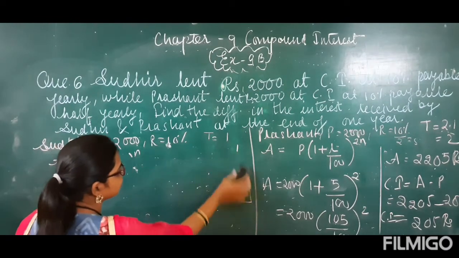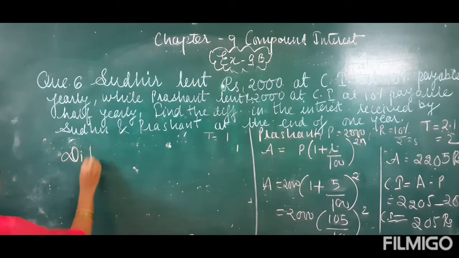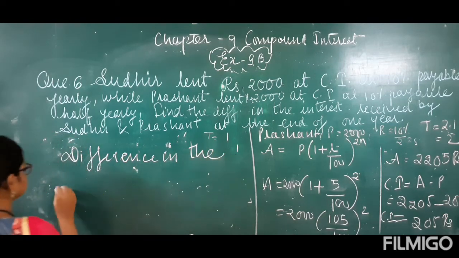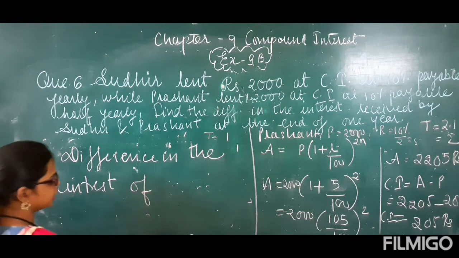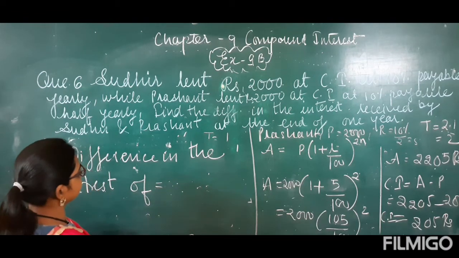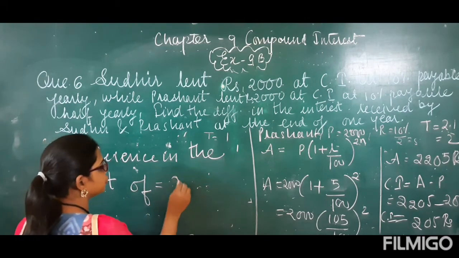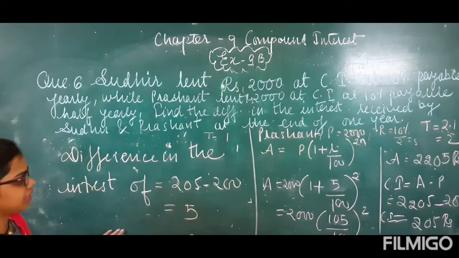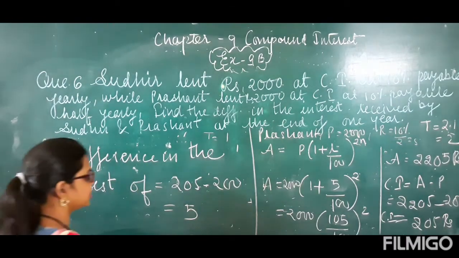So what you have to find in this question is the difference in the interest of Prashant and Sudhir. So compound interest for Sudhir was 200 and Prashant is how much? 205. So 205 minus 200, that is 5. So what is the difference they received in interest, Sudhir and Prashant, at the end of the year? It is 5 rupees. This is the answer.